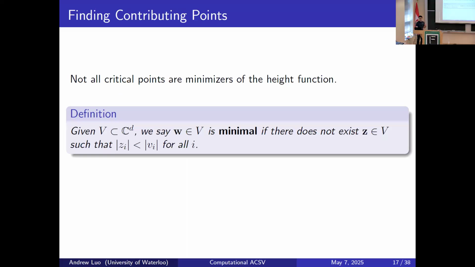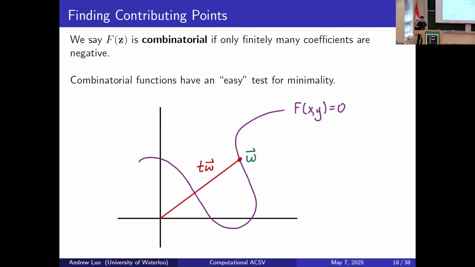And here we define minimal to be a point such that no other point on the variety has coordinate-wise smaller modulus. In general, testing minimality is really difficult. You potentially need to use techniques from real algebraic geometry, which is most of the time computationally prohibitive. But there is one assumption we can make that makes this computation a lot easier, which is we assume that our generating function is combinatorial. Basically, it means that it's eventually going to be non-negative, which, if you're doing combinatorics, most of the time you're going to get, because you can't get a negative number of things.